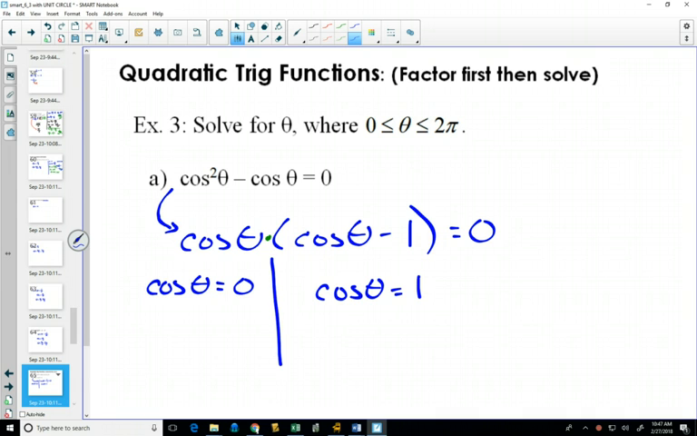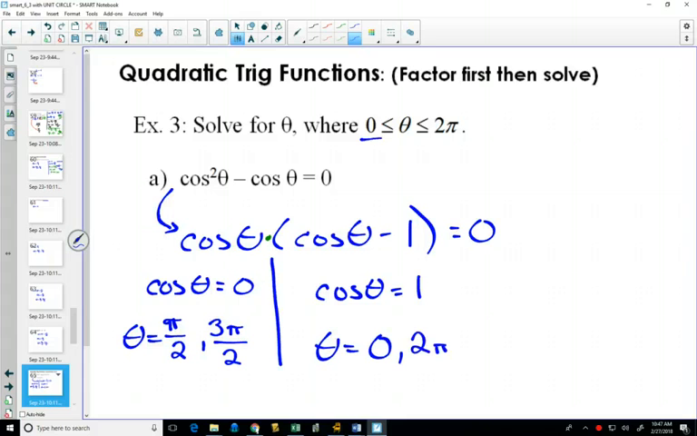Is your x-coordinate ever 0 on your pie plate? When? x-coordinate. And we're dealing in radians here. So pi over 2 or 3 pi over 2. Is your x-coordinate ever 1? Yes, at 0 and at 2 pi. And because we have equal signs with our range there, we would have to include both 0 and 2 pi.